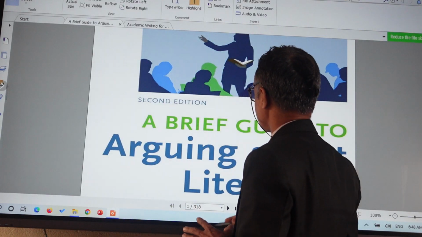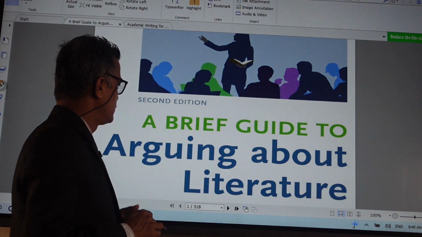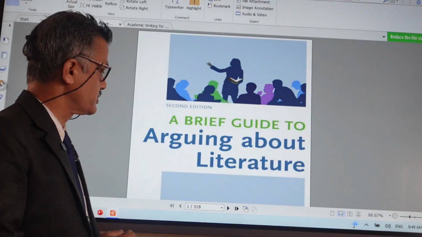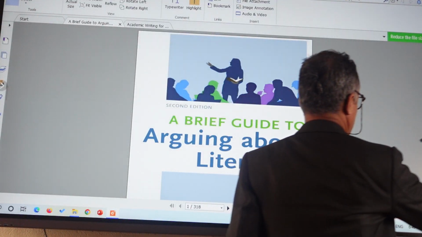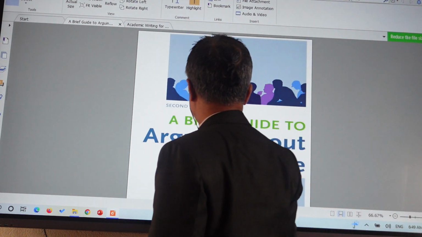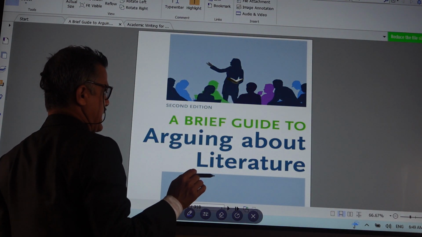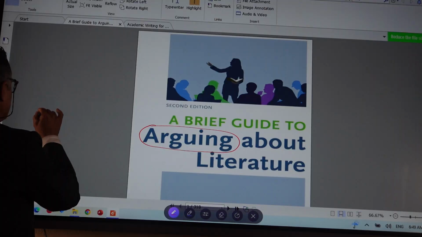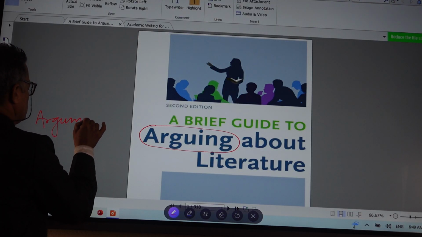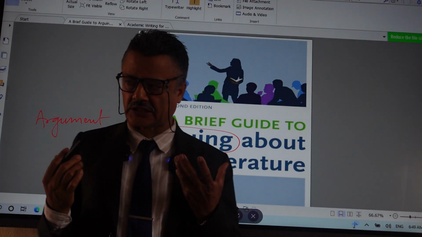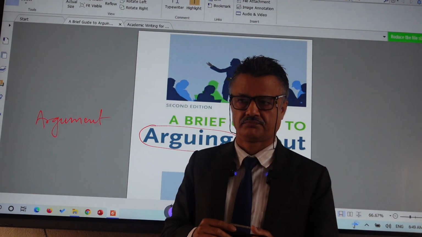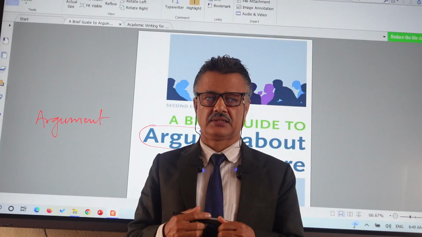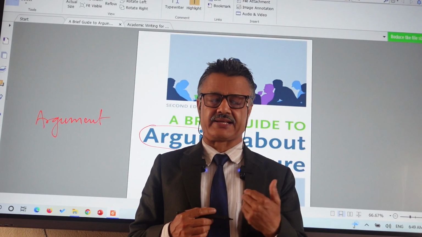In the same line, you can see here is a book, not for management people, it is for literature students, but it helps us understand what is academic writing. It says, a brief guide to arguing about literature. So, argument is at the heart of academic writing. You cannot imagine an essay in academic writing that does not argue a case.